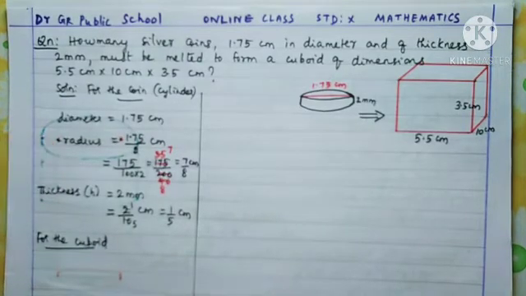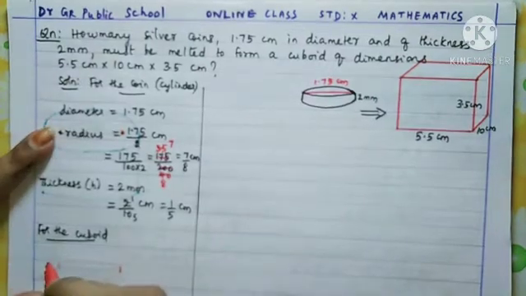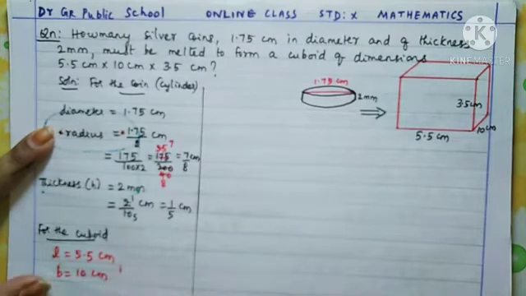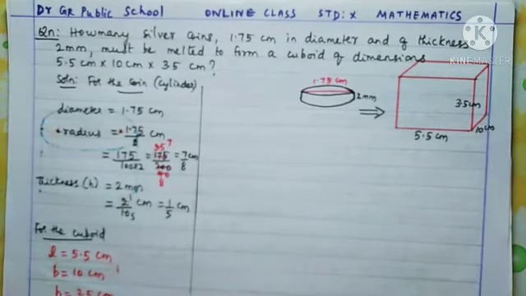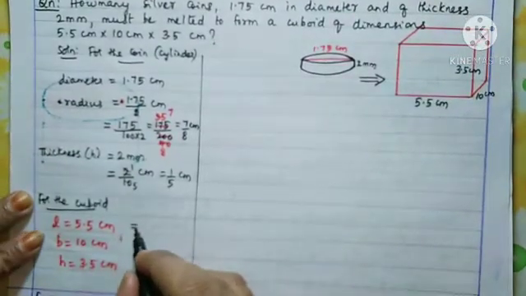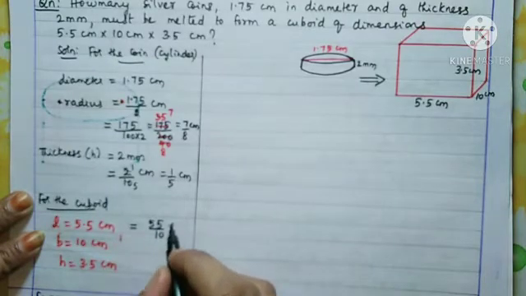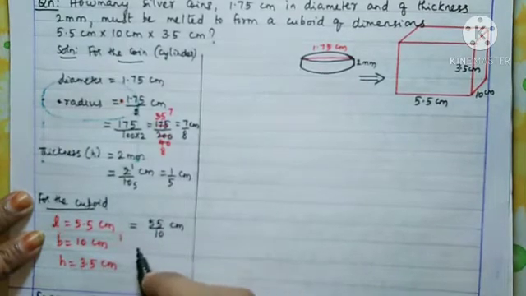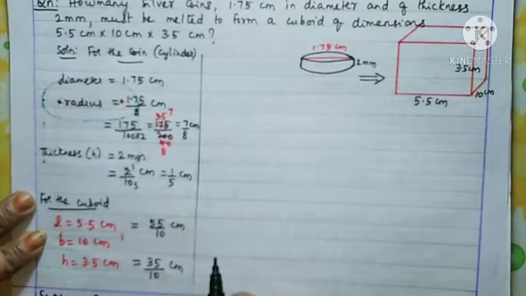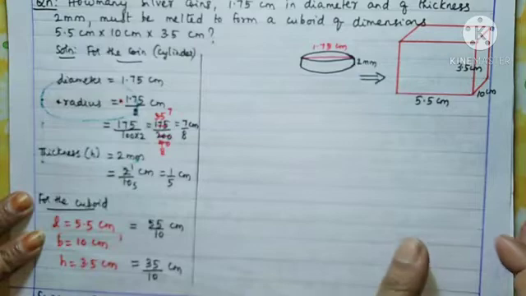For the cuboid, what is given? All the dimensions are given. Length equal to 5.5 centimeters, breadth equal to 10 centimeters, and height equal to 3.5 centimeters. Here also you see children, we can remove the decimal. 5.5 centimeters I am writing as 55 by 10. Understood? Then here no change, and height I am writing as 35 by 10 centimeters. Okay, so that the decimals are removed.